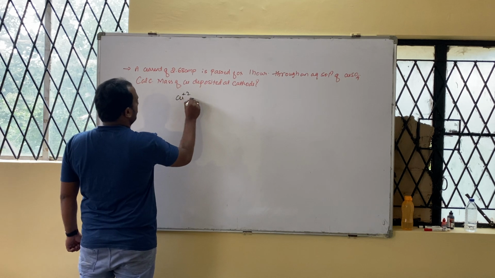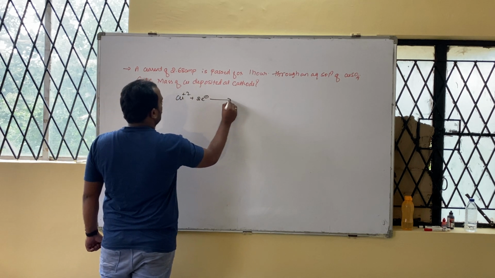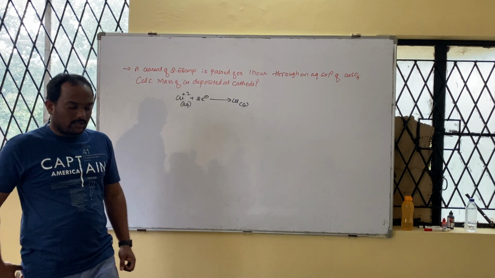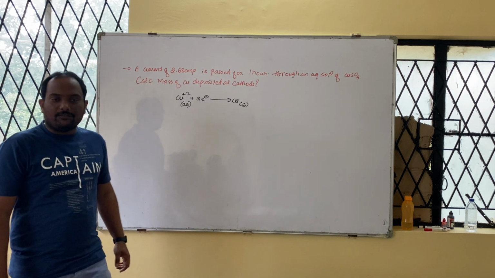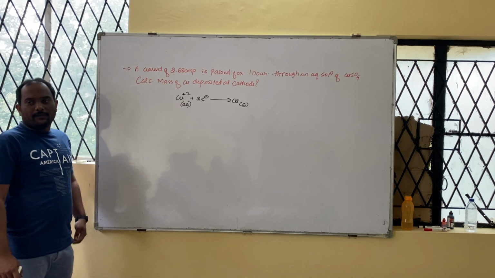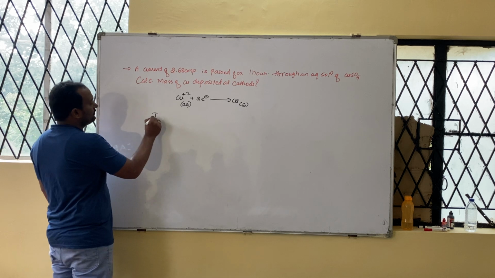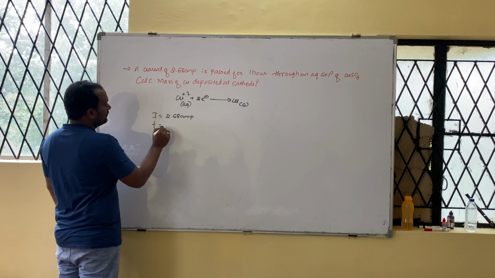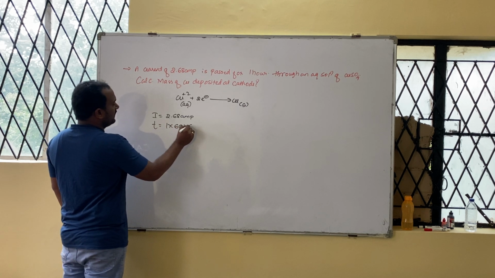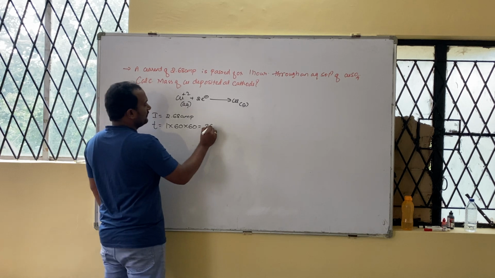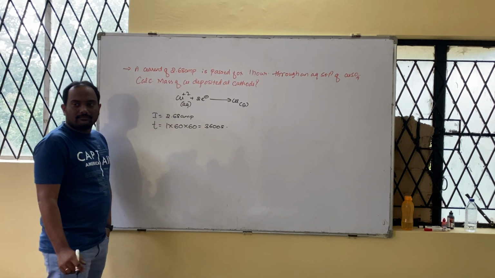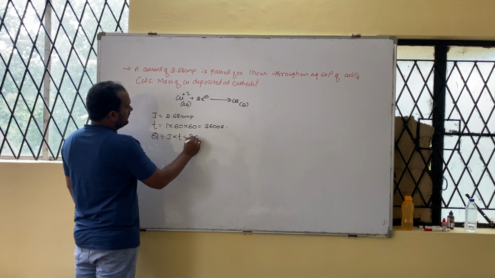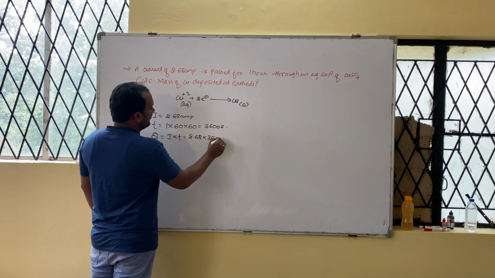Cu plus 2 takes how many electrons? 2 electrons to form which one? In which state? Copper in aqueous state, because they are present in solution, no? Now tell for this how many Faraday required? 2 Faraday. Correct? So what is given? I is 2.68 ampere. Time given? 1 hour into how many minutes? 60 minutes into 60 seconds, almost 3600 seconds. Then what is Q? Quantity, I into T, 2.68 into 3600 seconds.